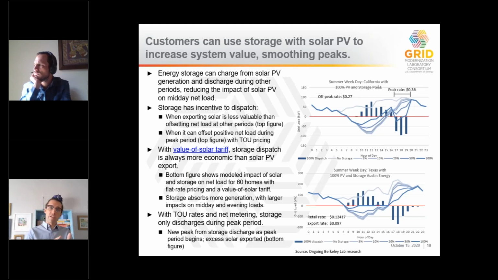In contrast, the lower export rate in the bottom figure demonstrates a value of solar tariff, which is an export rate for solar that is separate from the retail rate customers pay for electricity. In this case, the value of solar tariff enables storage dispatch to always be more economic than PV export. What this ultimately leads to, first, is even more charging of storage from solar than in the time of use case, thus more midday net load smoothing, and the second, storage dispatching into all periods where there's positive net load. Next slide.